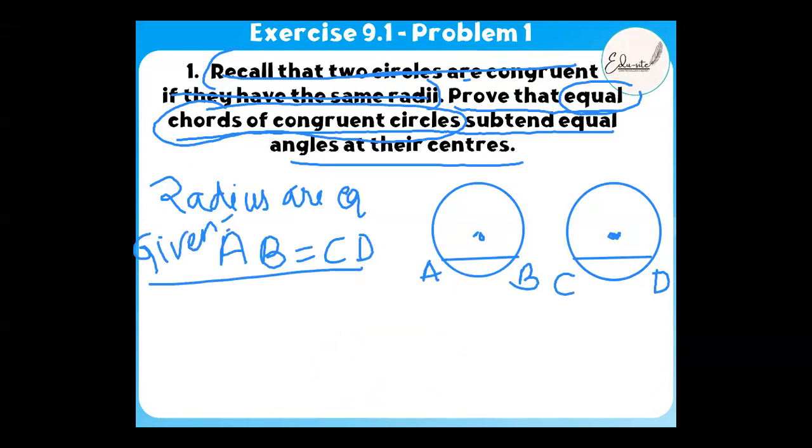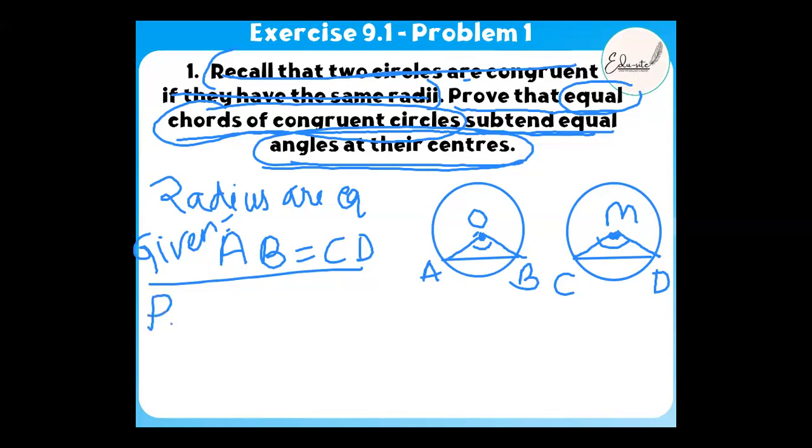Now what you have to prove is they subtend equal angle at the center. If this point is O and this point is M, then tell me whether the angles subtended by these two chords are equal. How will you prove it? Is it not the same as theorem number one? Why? Because the radii are equal in the congruent circles, right? Congruent circles have the same dimensions, so radii are equal.